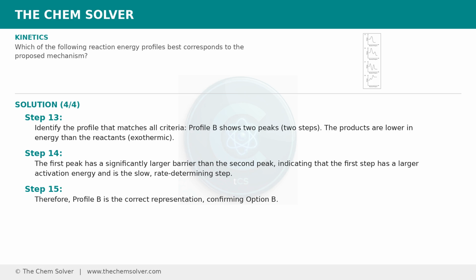Identify the profile that matches all criteria. Profile B shows 2 peaks, 2 steps. The products are lower in energy than the reactants, exothermic.